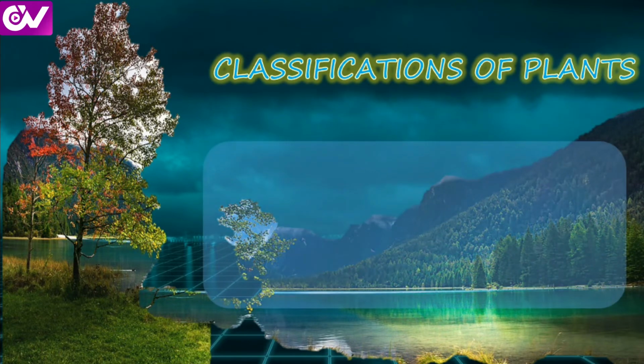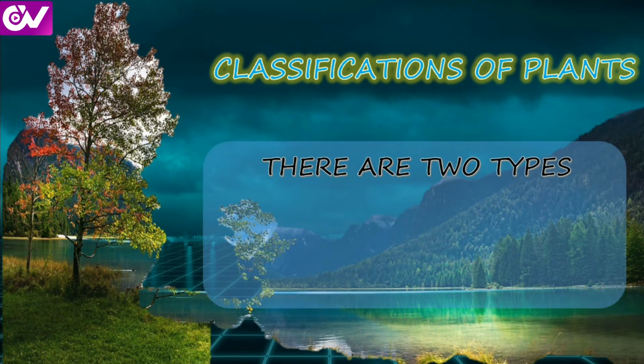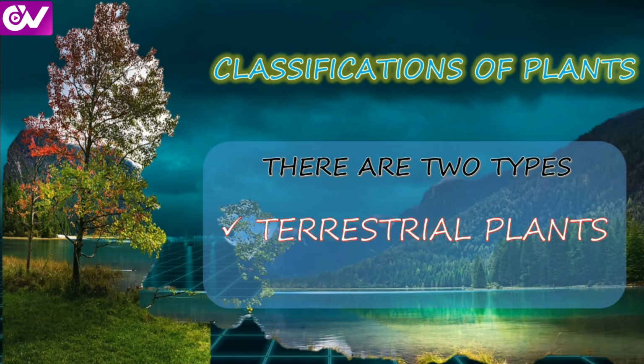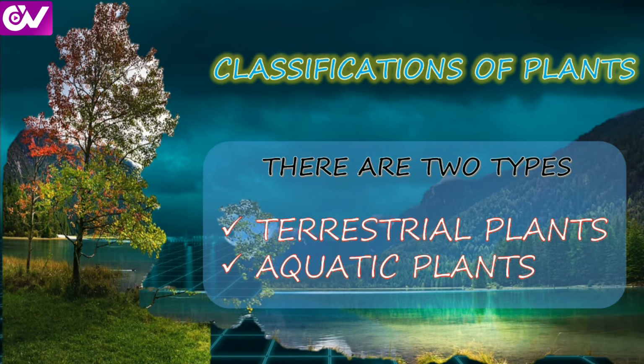Classification of plants. There are two types. One is terrestrial plants, the plants that grow on land. And the second is aquatic plants. Aquatic plants are plants that grow in water.